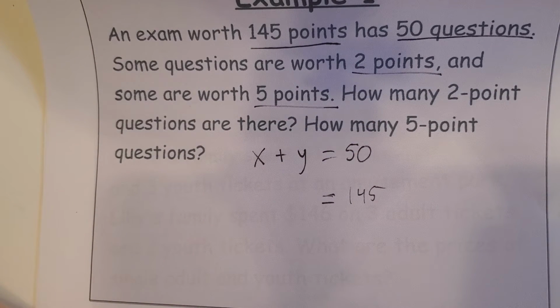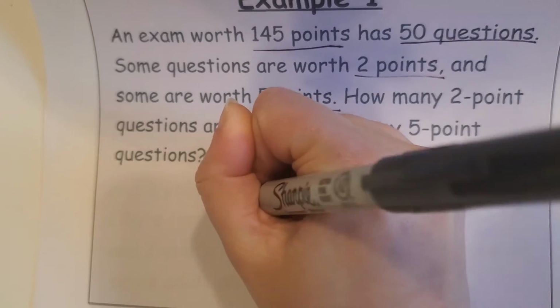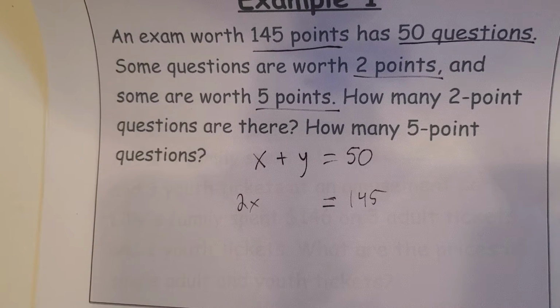So let's think about this in terms of the rest of the equation. If you have one 2-point question, you know that that single question is going to be worth 2 points. If you have 2 questions that are worth 2 points each, the total point value for those 2 questions is going to be 4 points. And it would follow in that pattern, 6, 8, etc. So in general, you could say 2x for the value of the total of 2-point questions.